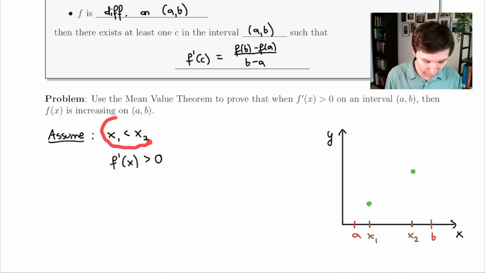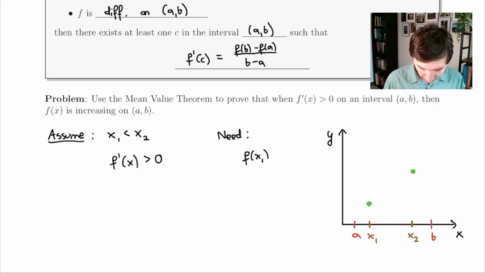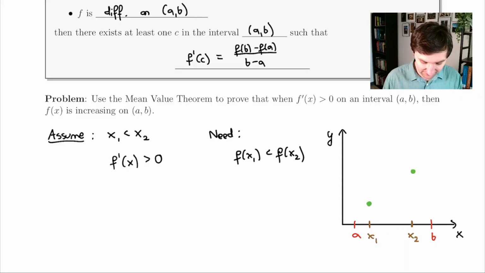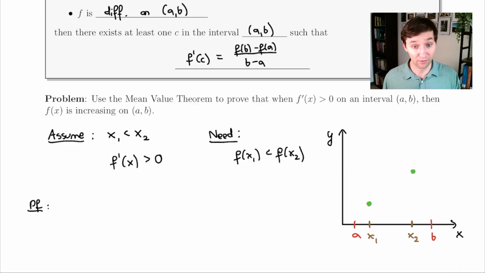I have 2 points from [a, b], and the derivative is greater than 0 in the interval [a, b]. What I need is to show that f(x1) is less than f(x2). That will show that the function is increasing. The value at the second point is larger than the value at the first point. I would like to prove it using the mean value theorem. However, to use the mean value theorem, I need to know that the assumptions of the mean value theorem are satisfied.